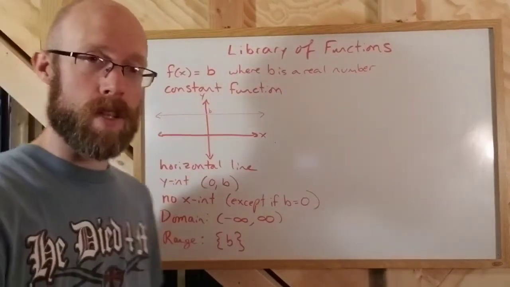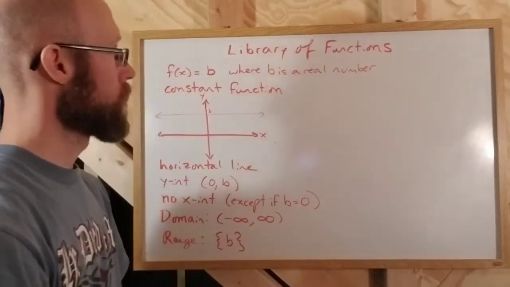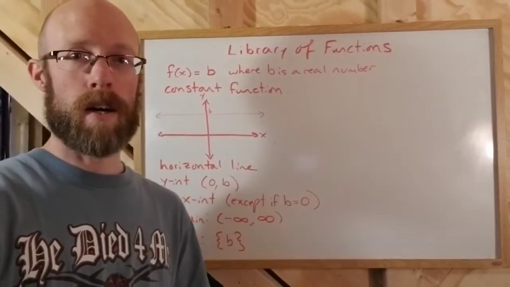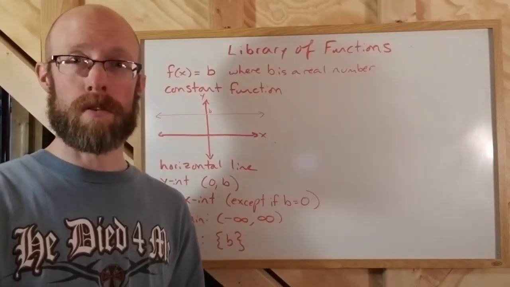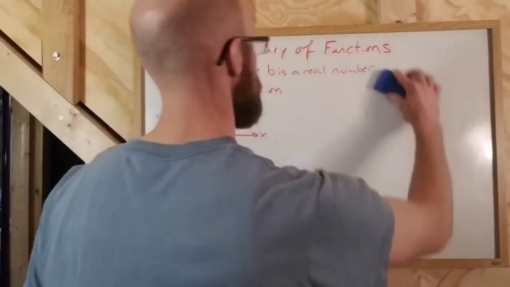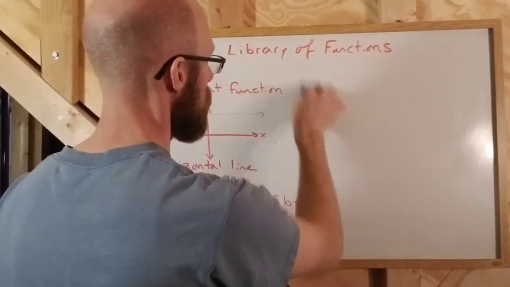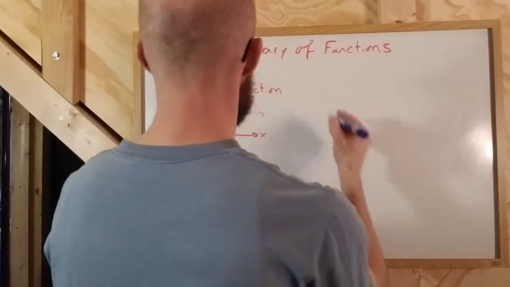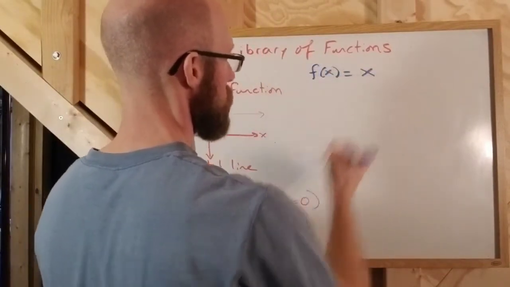Now, going one step further than that is another linear function. This time we're going to call it f of x equals x instead of b. It's just the variable rather than the constant. All right, so let me get rid of some of this. So we're going to look at f of x equals x.